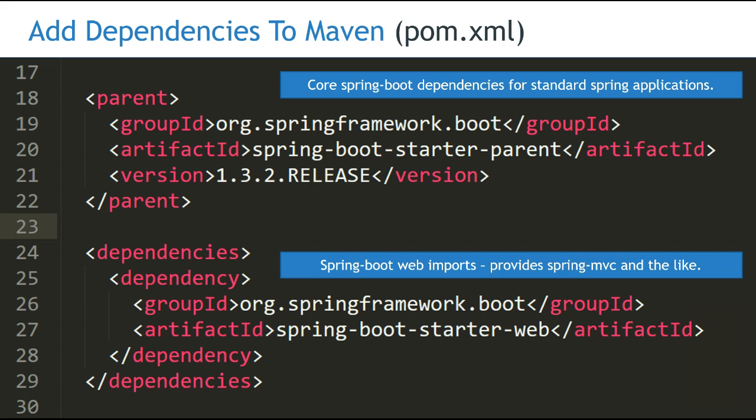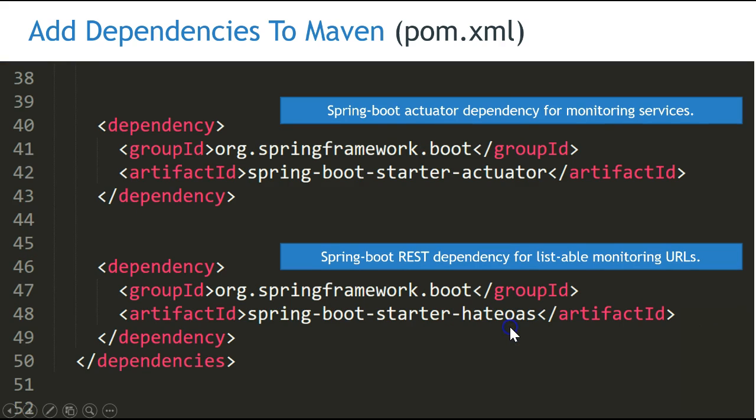Aside from the parent POM, the other things that we need are the Spring Boot starter web dependency, which provides Spring MVC, and then we need Spring Boot Actuator, which provides the production-ready monitoring services that this whole tutorial is about.